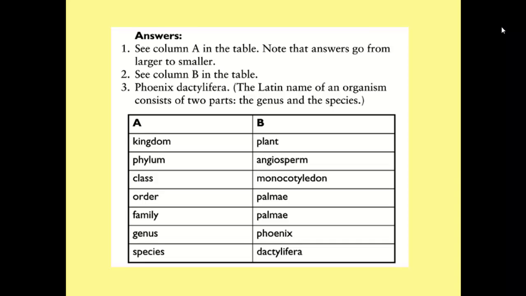Now number 3, what's the Latin name of the common date palm? The Latin name of the common date palm is Phoenix Dactylifera. The Latin name of an organism consists of two parts. The first part is for the genus and the second part is for the species.